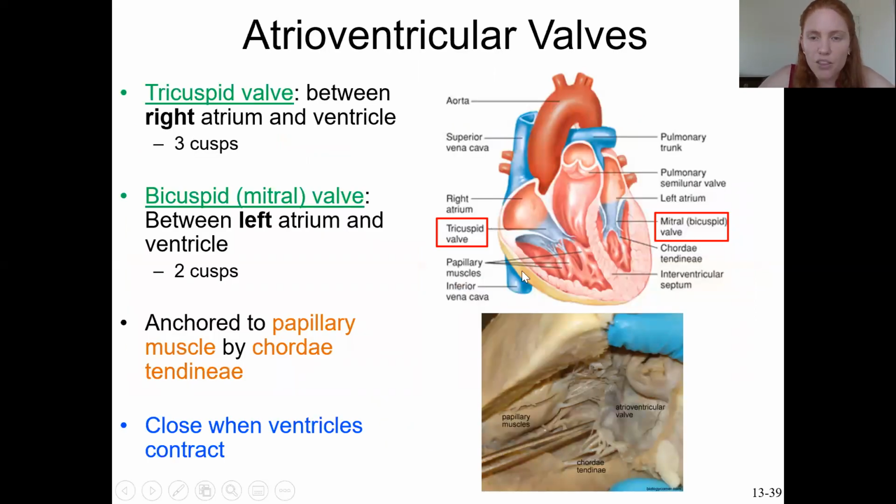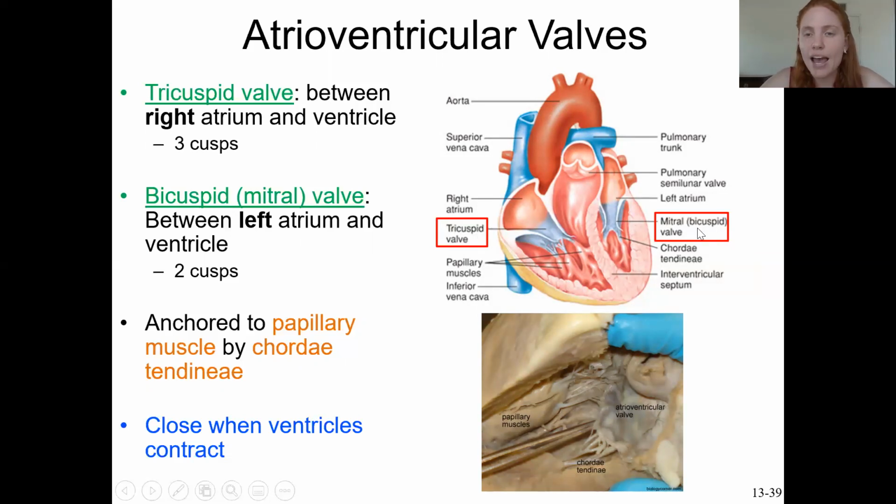Okay, another thing that I need you to know is some other structures that are associated with that. So let's look at tricuspid first. Why do you think it's called tricuspid? A cusp is a flap, a little flap. So this part right here, this solid looking part, that would be the cusp, and it's called the tricuspid valve because there are three little flaps. So tricuspid, three flaps. And for the bicuspid valve, what does bi mean? Bi means two, so that means that the bicuspid valve only has two little flaps.